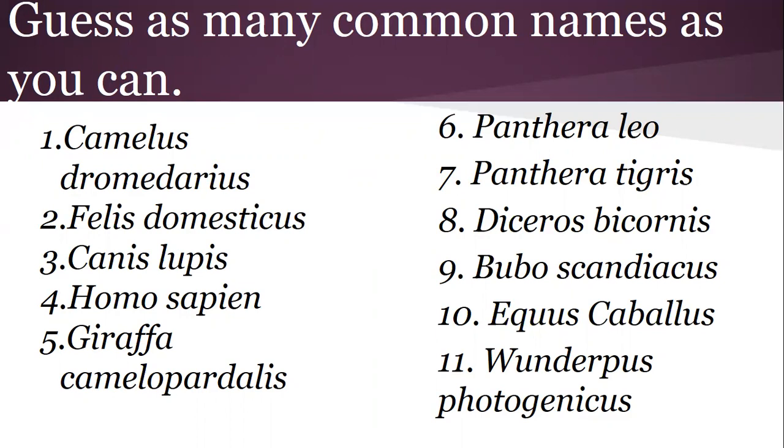Felis domesticus, Canis lupus, Homo sapiens, Giraffa camelopardalis, sorry about that, Panthera leo, Panthera tigris. Look at numbers 6 and 7. You know that these animals have to be very closely related because they have the same taxonomy down to the word Panthera, or the genus.